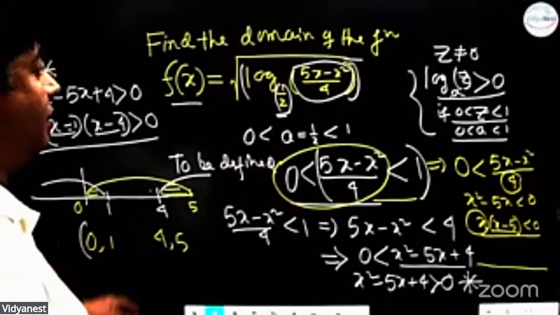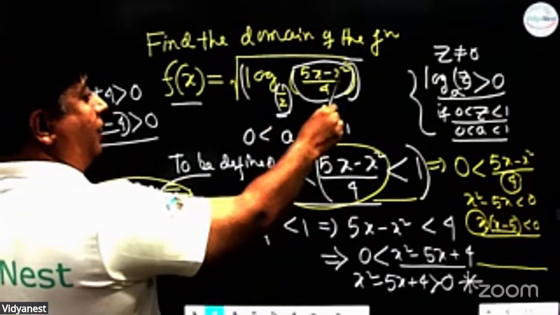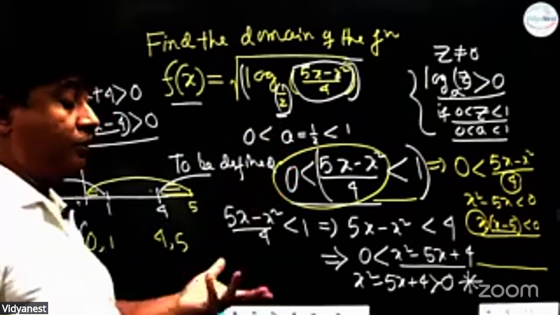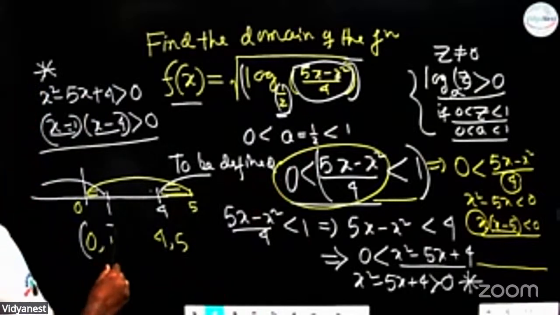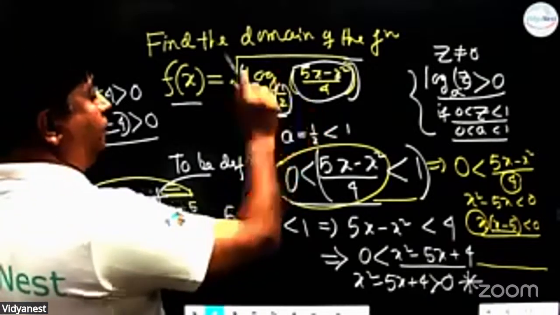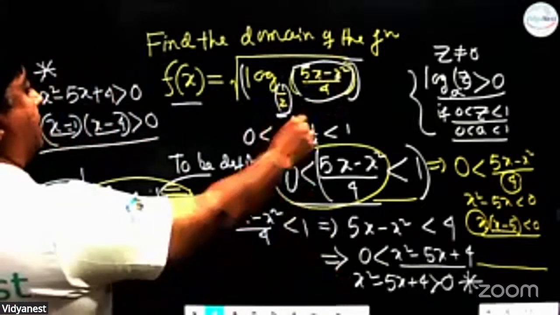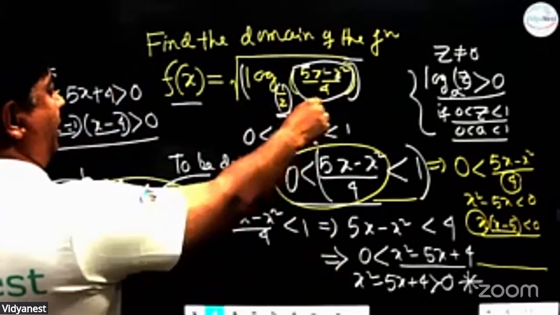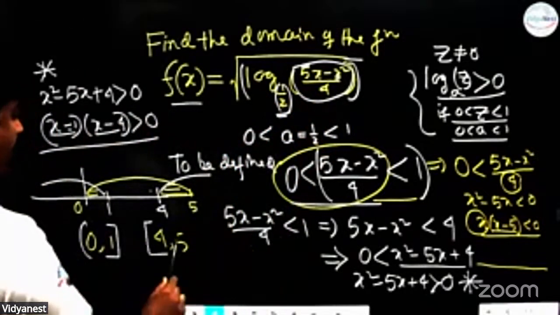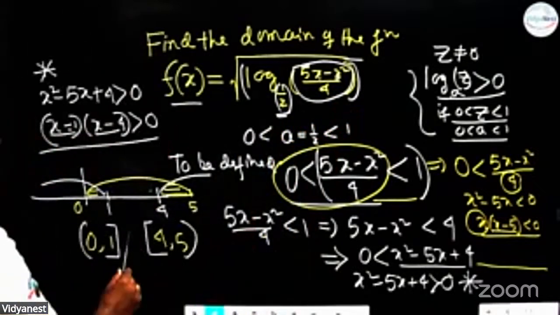Can I put 1? See, 5 into 1 is 5, 5 minus 1 square is 4, 4 by 4 is 1. Log 1 to the base half is 0. Yes, that is valid, I can include it. Can I include 4? 5 into 4 is 20, 20 minus 4 square is 16, 20 minus 16 is 4, 4 by 4 is 1. Yes, log 1 is 0, and under root 0 is valid. Can I put 5? 5 into 5 minus 25 gives 0, so 5 is excluded. So this is the domain.